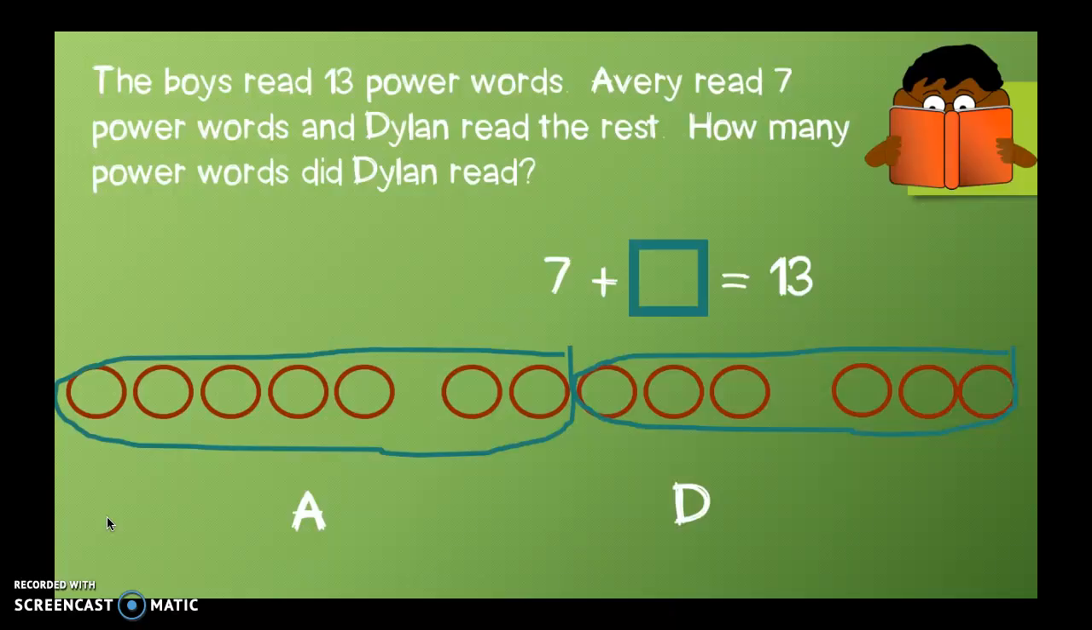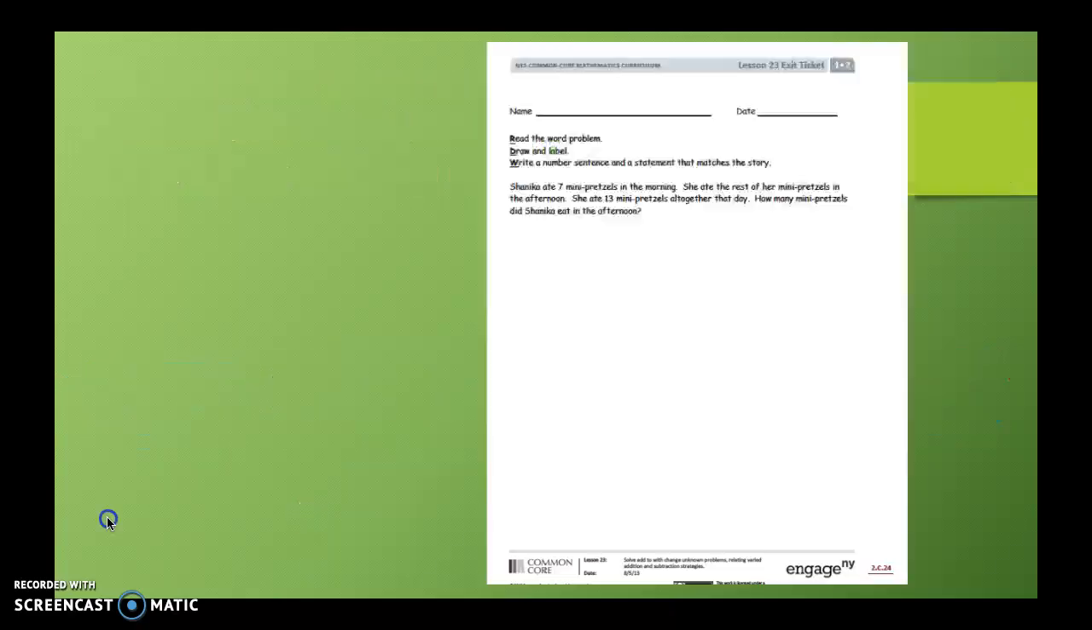What number did you put in there? You did? You put 6? Me too, friends. That's because if I circled 7 for Avery, I have 1, 2, 3, 4, 5, 6 left to show that Dylan read those 6. Well done. Good job. Go ahead and erase your board or find a new spot.